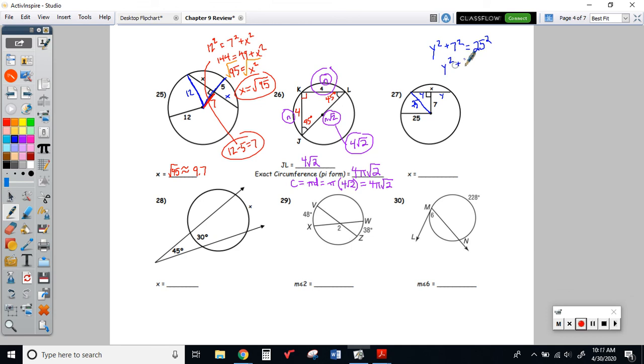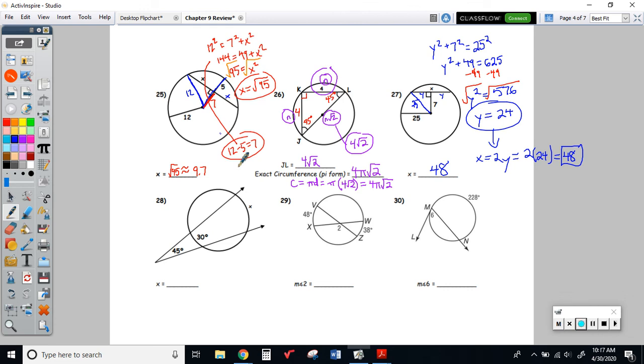Y squared plus 49 then would be 625. If you subtract 49 from both sides, you're left with 576. So y squared is 576, and then take the square root of both sides, and you have what y is. Y would equal 24, and so that means x, which is 2 times y, would equal 2 times 24, which is 48. So that would be your final answer on that one.